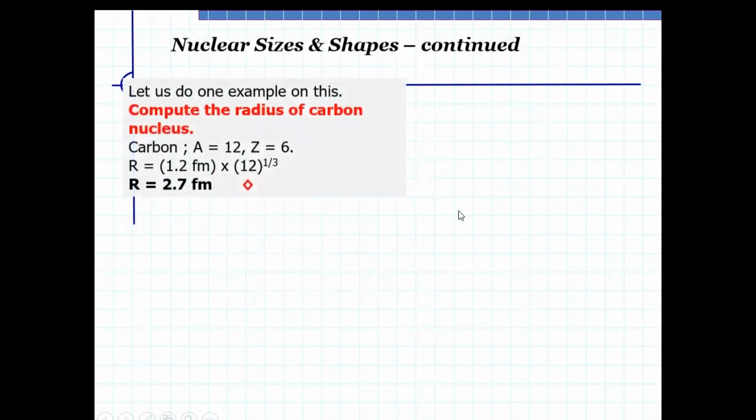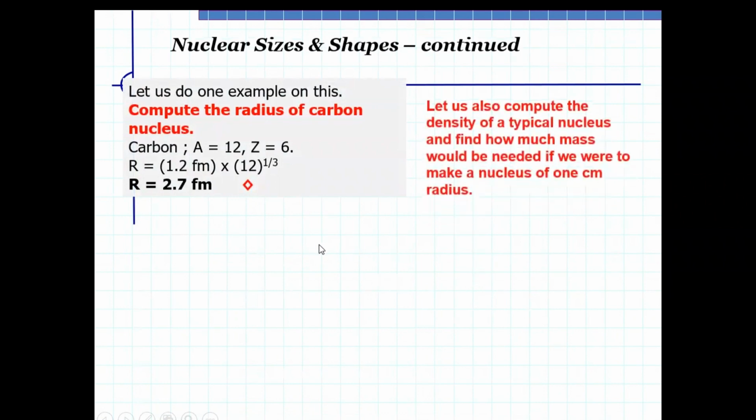Let's briefly discuss the nuclear sizes and the shapes. We have seen that the radius can be computed using that empirical relationship. If we want to compute the radius of carbon, we see that carbon has A equal to 12, Z equal to 6, and the radius is 1.2 femtometer multiplied by 12 to the power 1/3, and the answer is 2.7 femtometer, or 2.7 into 10 to the power minus 15 meters.